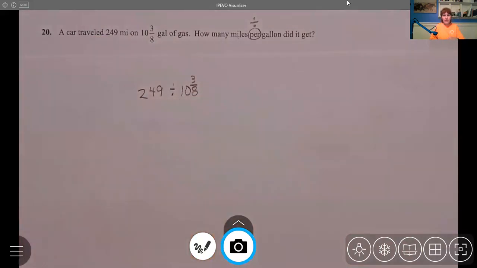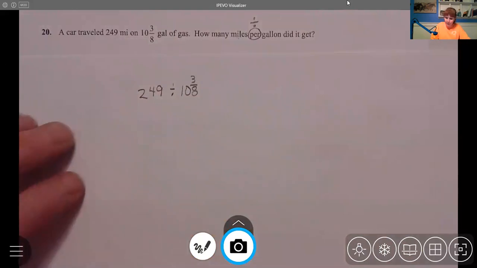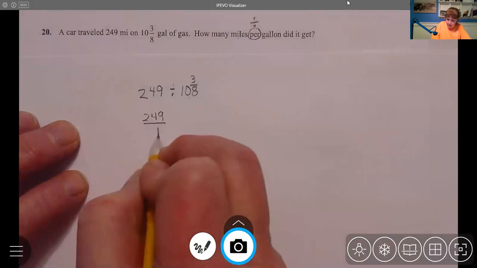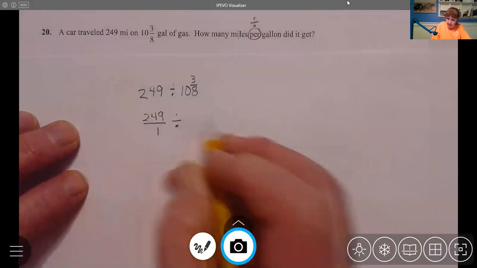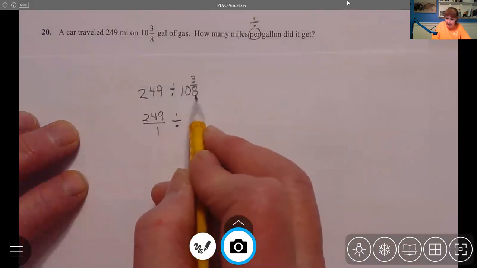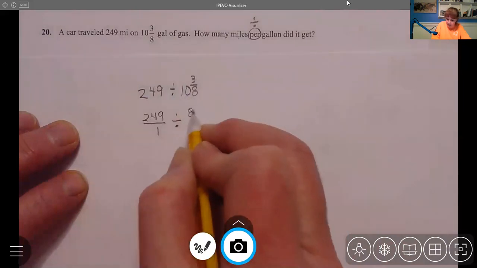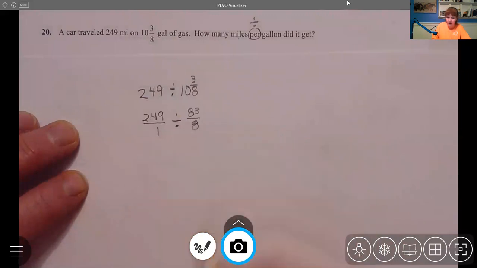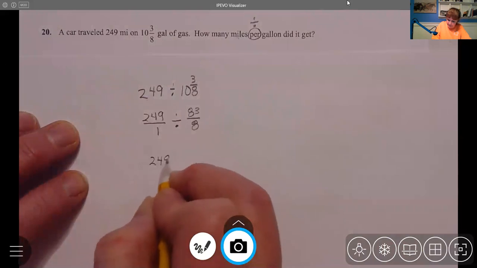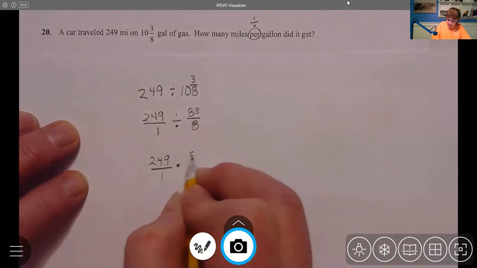And there you go. Take the miles divided by the gallons. And here we'll put our integer over 1, so we'll change this to a fraction. 10 times 8 is 80, plus 3 is 83. Don't reduce until we do our copy dot flip. Copy dot flip.